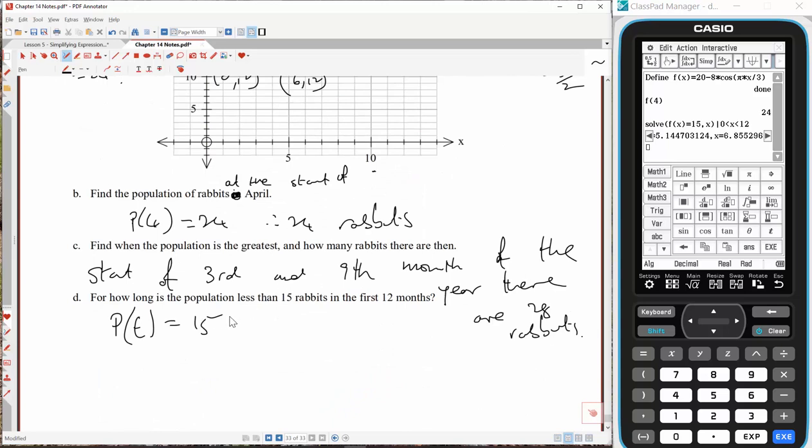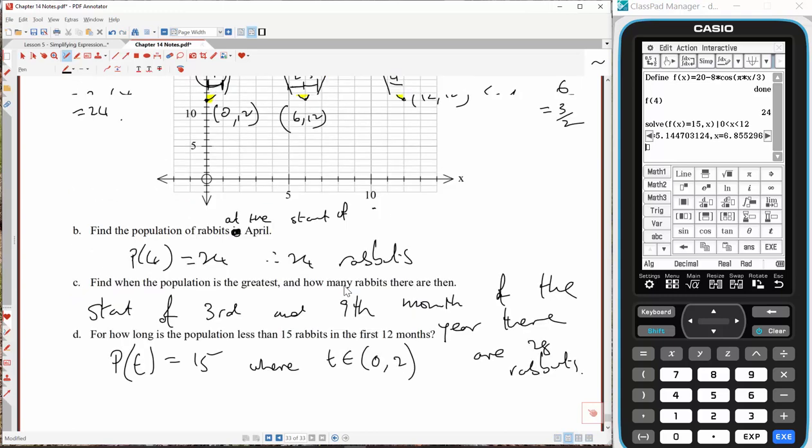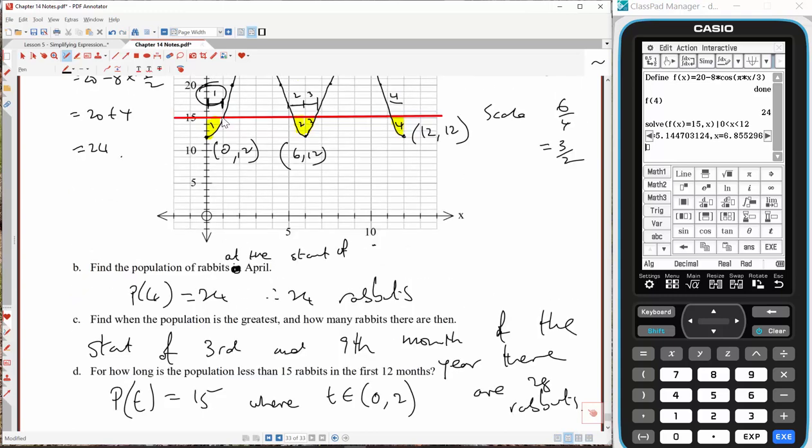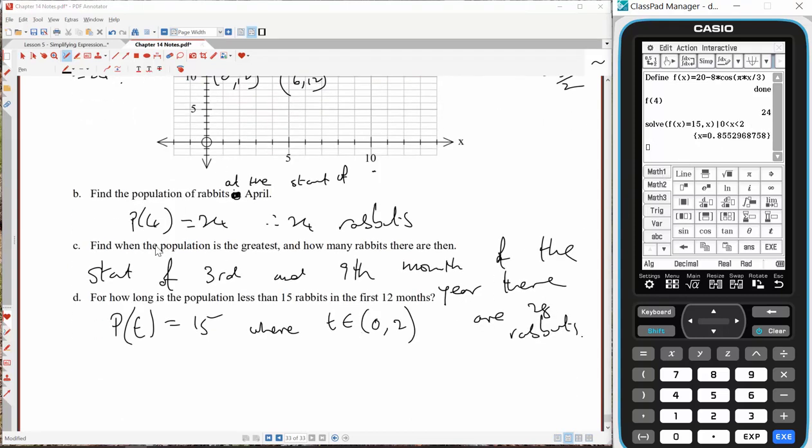All right, so P of t equals 15, where t is an element. So I'm only going to go hunting for the very first solution, so between 0 and 2. Okay, and it's going to give me that 0.91. Let's just double check. Yep, there it is there. All right, so t is equal to 0.85529 dot dot dot.